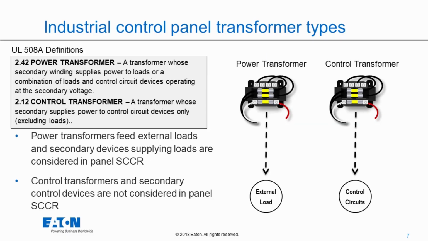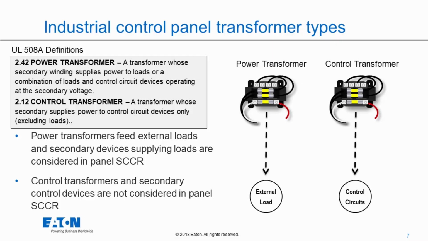And the last really important definitions that we need to understand are the difference between a power transformer and a control transformer. I'm going to actually start with control transformer: a transformer whose secondary supplies power to control circuits only. Right? So if every single thing on the secondary of my transformer goes to control, it is a control transformer, and therefore all of those secondary devices get to be ignored when I am calculating short circuit current rating.